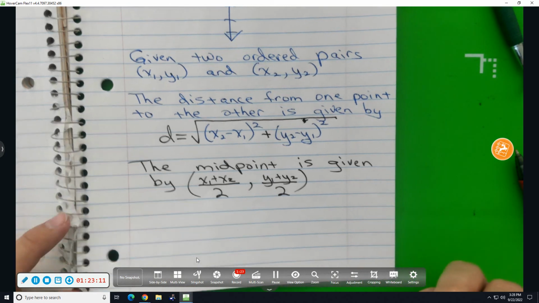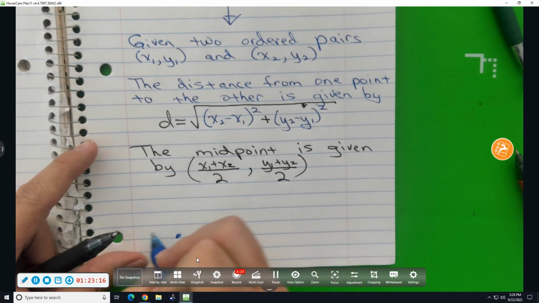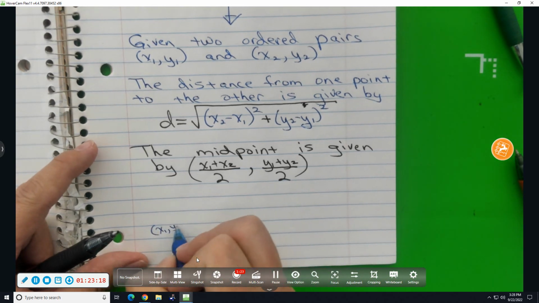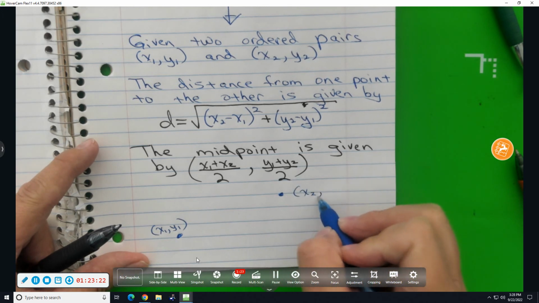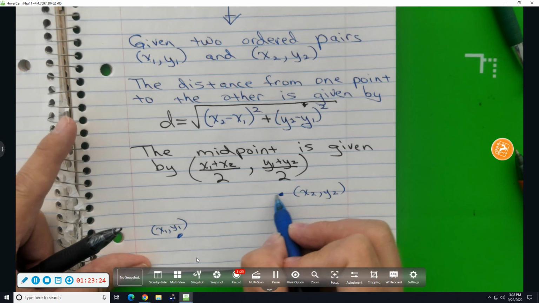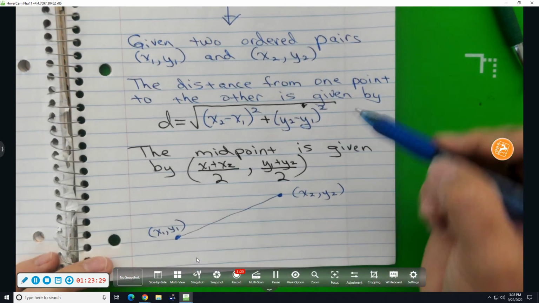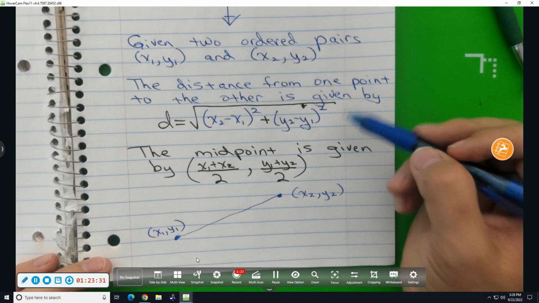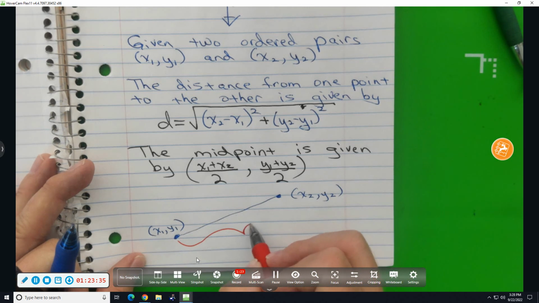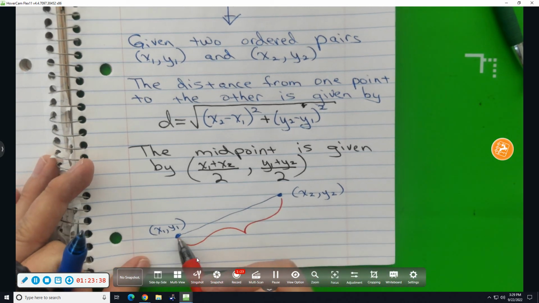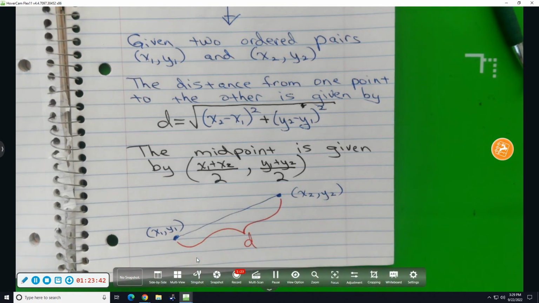So, graphically, let's say here's the point x1, y1, and right there's the point x2, y2. The length of that line segment is given by the distance formula. That distance, that length, if you took a measuring tape and started here and stretched it over there, that would be the distance.